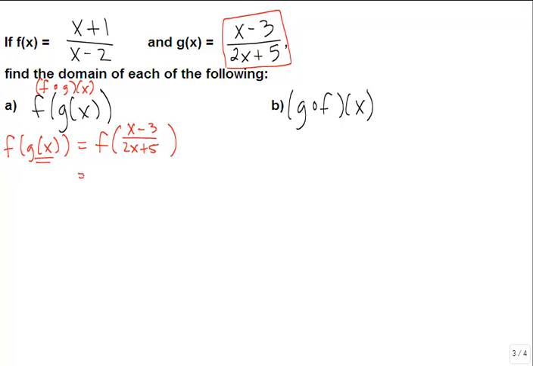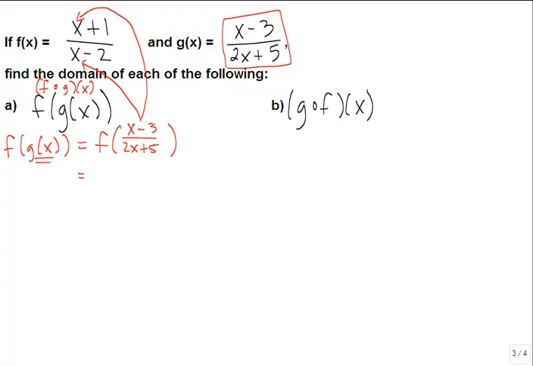Now here's the tricky part. This whole fraction then becomes the input into f. So wherever you had x's before, now we're going to take this entire fraction and put it in for this x, and take this entire fraction and input it in for this x. Because the rule for f says to take whatever your input is and add 1 over whatever your input is minus 2. So this is what it would look like.